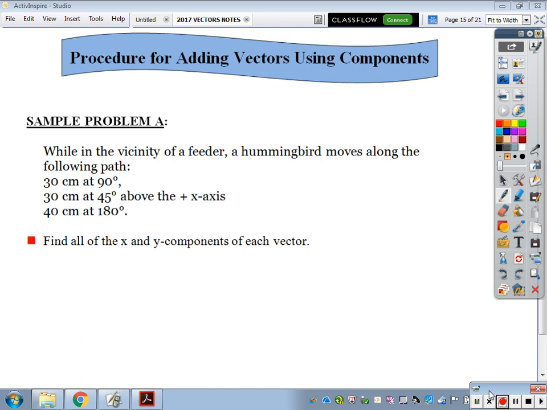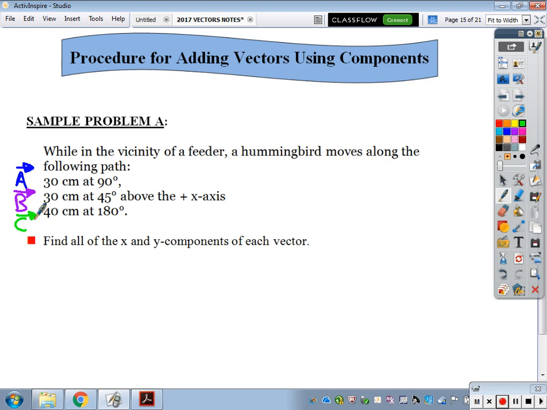So let's start with this. Our first vector, 30 centimeters at 90 degrees. For labeling purposes, let's call that vector A, because I'm going to color coordinate things a little bit here. Our next vector will be vector B. I'll put that in purple up on the board. And then our last vector is vector C.